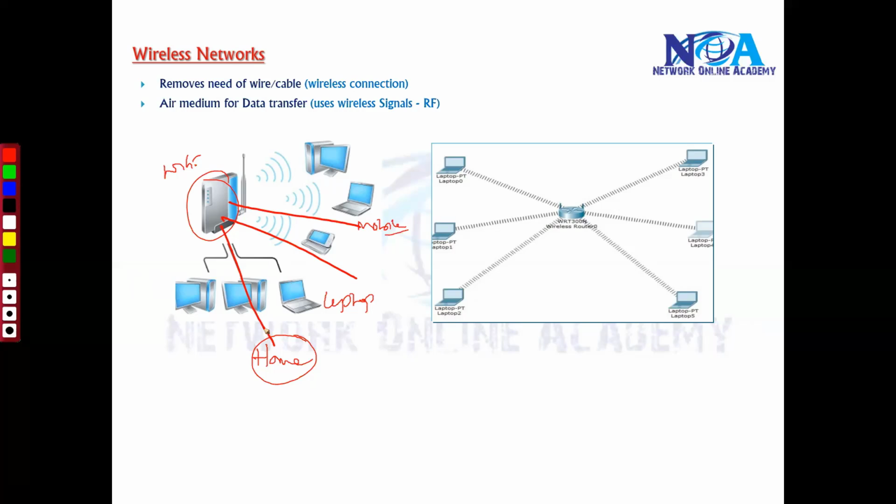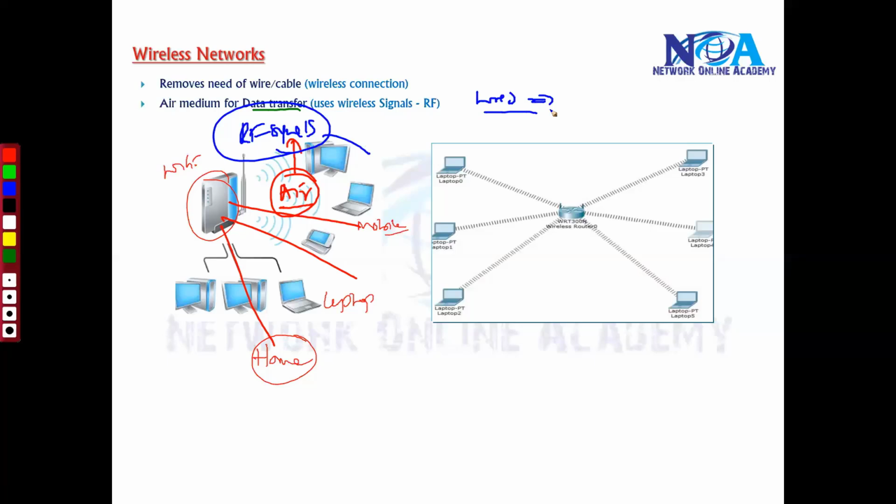Now again, if there is no wire, then how is the data going to be transferred? The air is the medium to transfer the data, and these antennas generate some kind of radio frequency signals, and those radio frequency signals are responsible for sending the data. Like in the case of wired networks, they use electrical signals. Here we call them radio frequency signals.